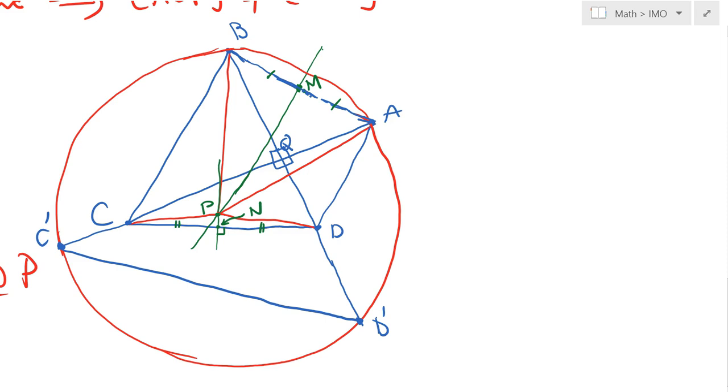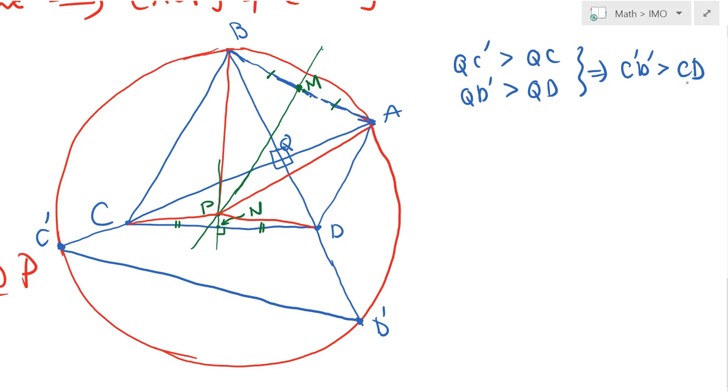a few things. First of all, we know that QC prime is greater than QC, and in a similar way QD prime is greater than QD. These two would imply that, because we have right triangles, if you focus on right triangles CQD and C prime QD prime, the hypotenuse C prime D prime is larger than the hypotenuse CD.